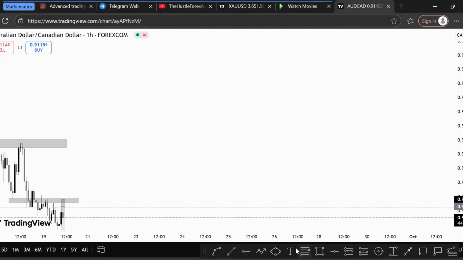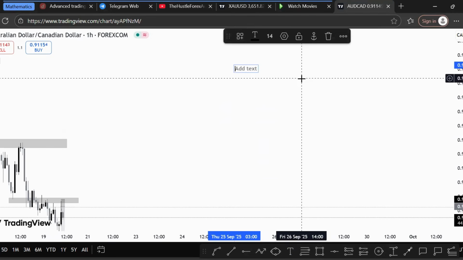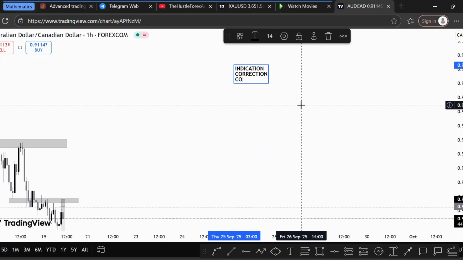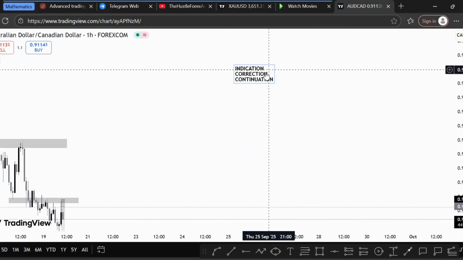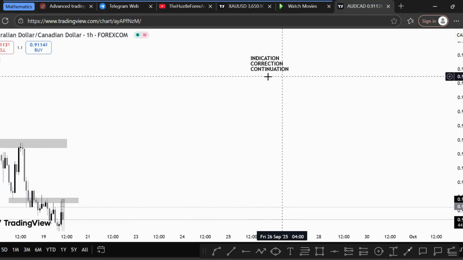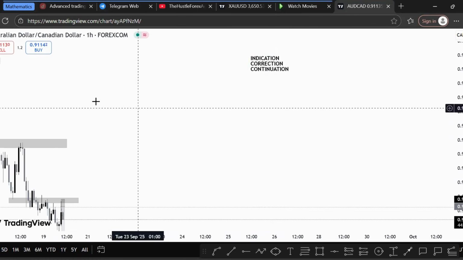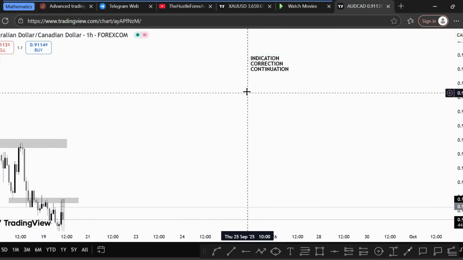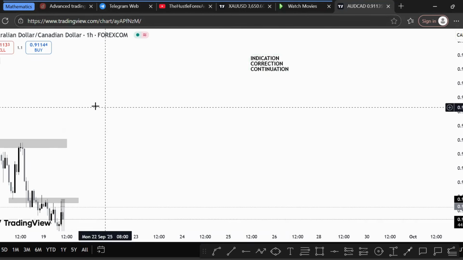All right, so as we all know, when it comes to ICC, we have the indication, we have the correction, and then we have the continuation, right? All in all, these three play a very big role in terms of trading ICC, especially the indication and the correction, right? The continuation comes in the later stage.